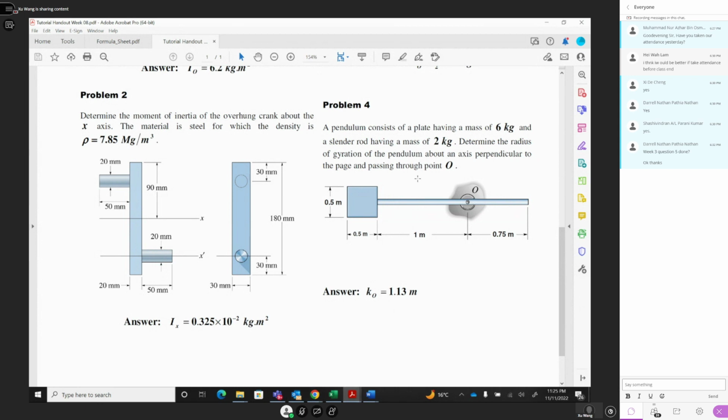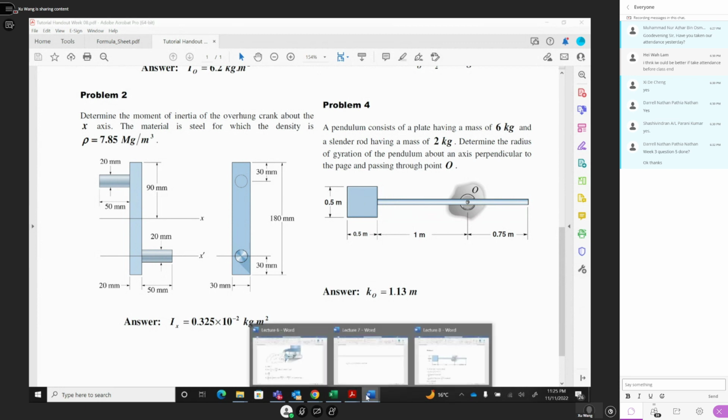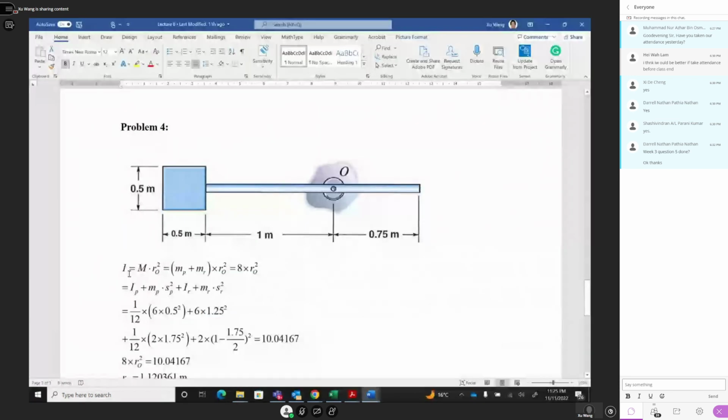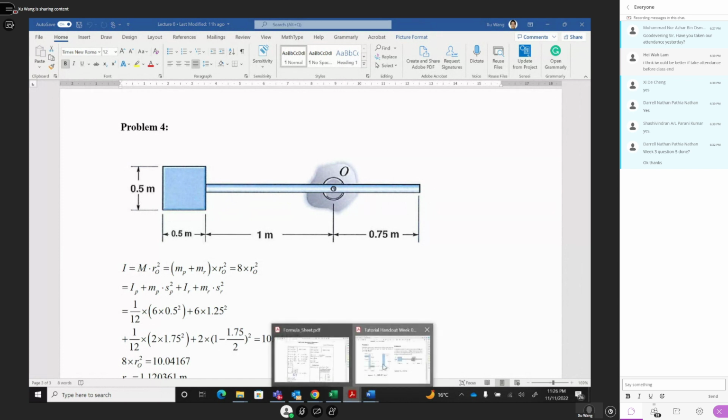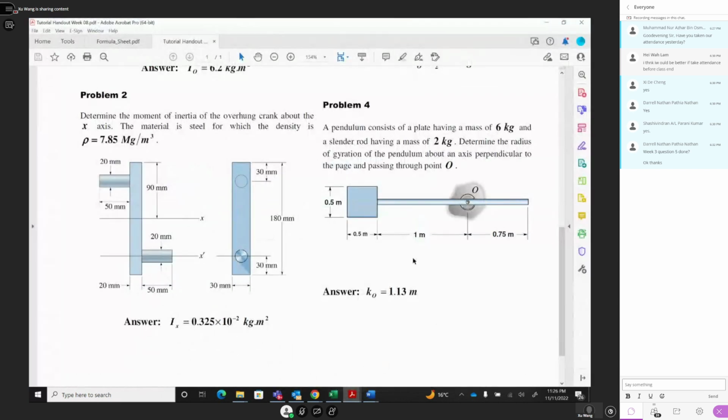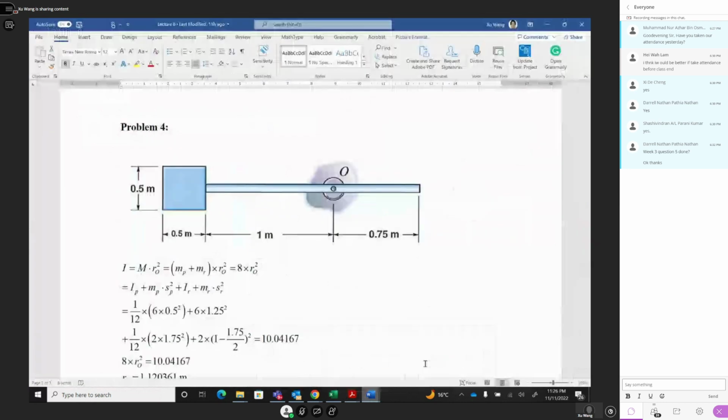So how can we do this one? Rotation inertia of the structure along this O equals total mass times radius RO square. Okay, we know that. So the total mass is this mass plus the rod mass, which we are given: 6 plus 2. The total mass, and RO square. 6 plus 2 is 8 RO square. This is the total rotation inertia.